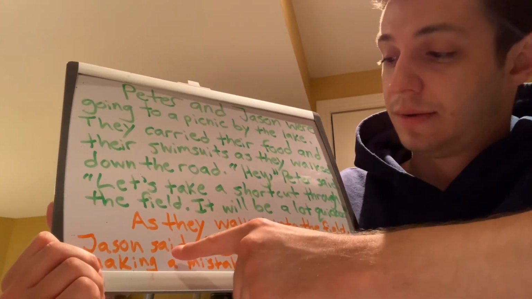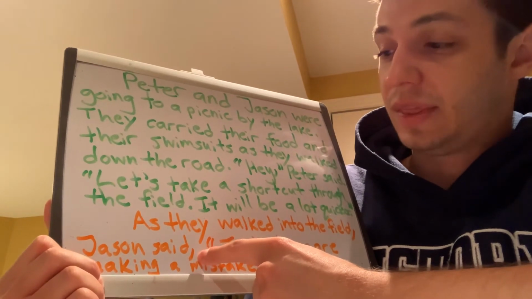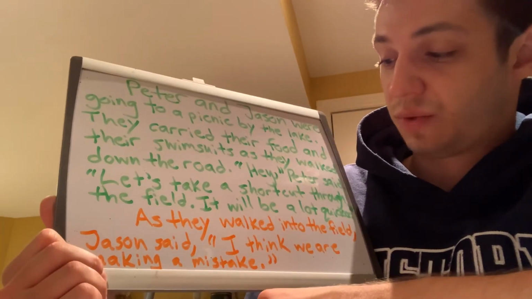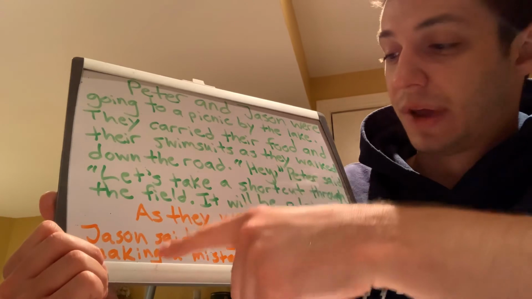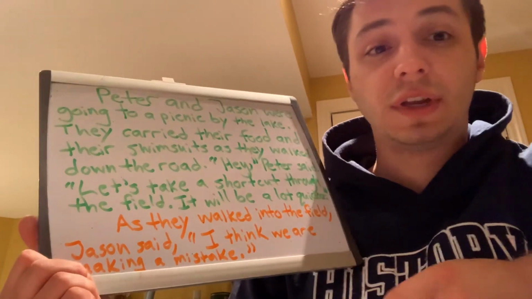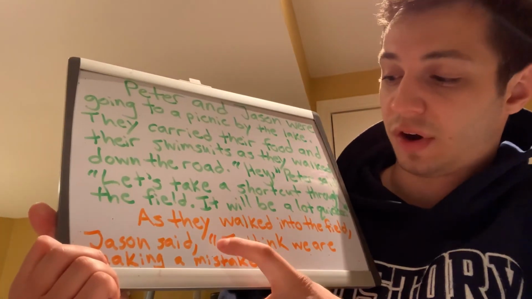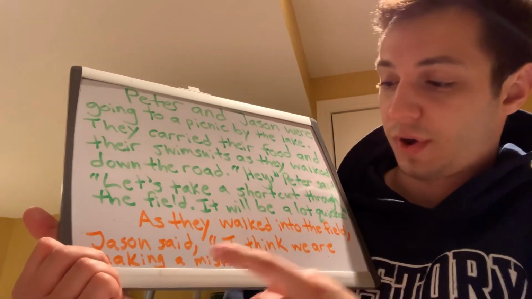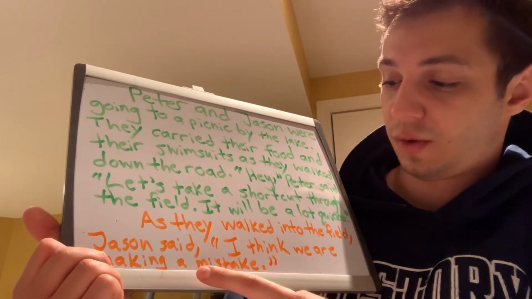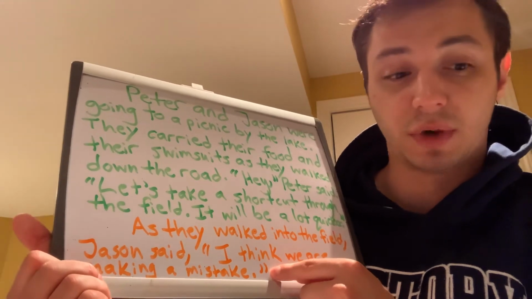Jason said, and then once again, I needed my comma there. And then the exact words that Jason said were, I think we are making a mistake. Since those are exact words, we need to remember to add in our quotation marks, right? So we have our quotation marks, I think we are making a mistake, period, and then my closing quotation marks.